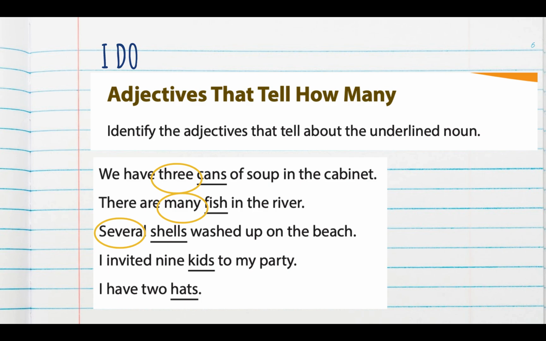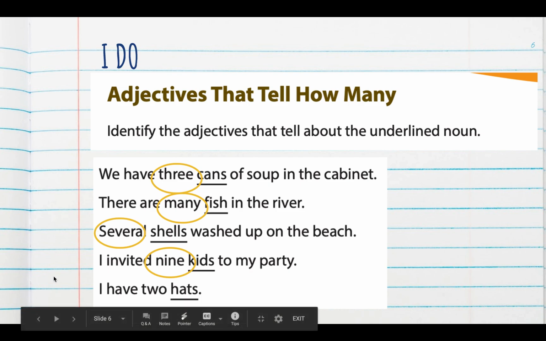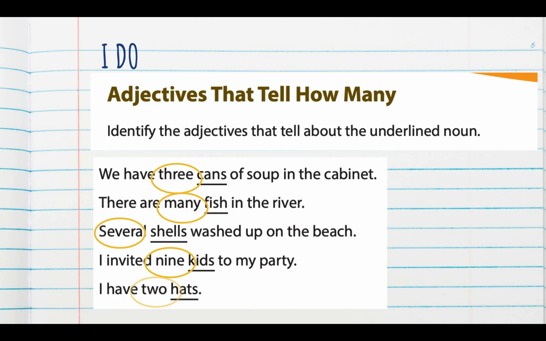I invited 9 kids to my party. Here, the noun is kids, and the word 9 describes how many kids we're talking about. And next, I have 2 hats. Here, the noun is hats, and the word 2 describes how many hats.